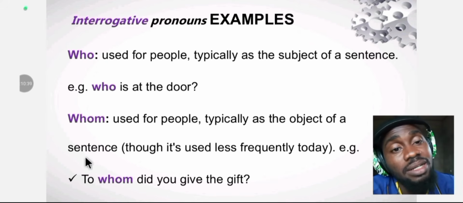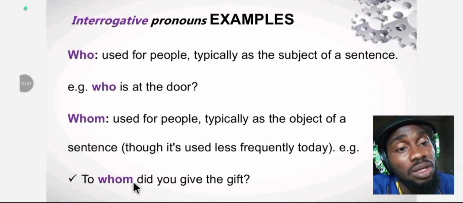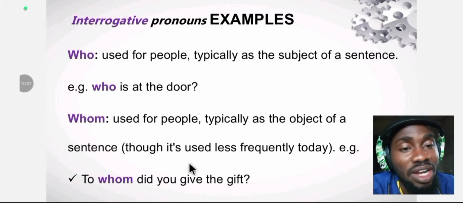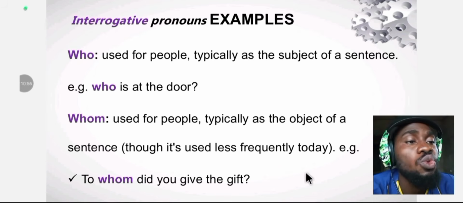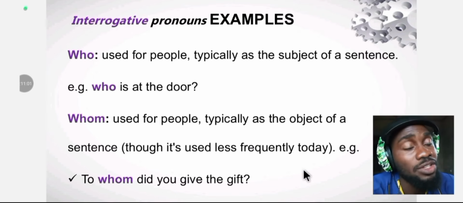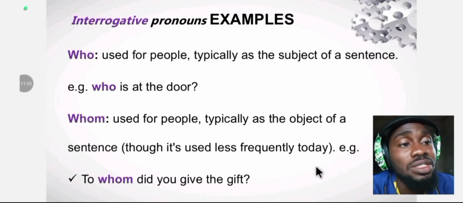You can actually rewrite this sentence as: you gave the gift to whom, instead of: to whom did you give the gift. If you have not taken my lecture on sentence detachment, do that as soon as possible to have a better understanding of this topic.